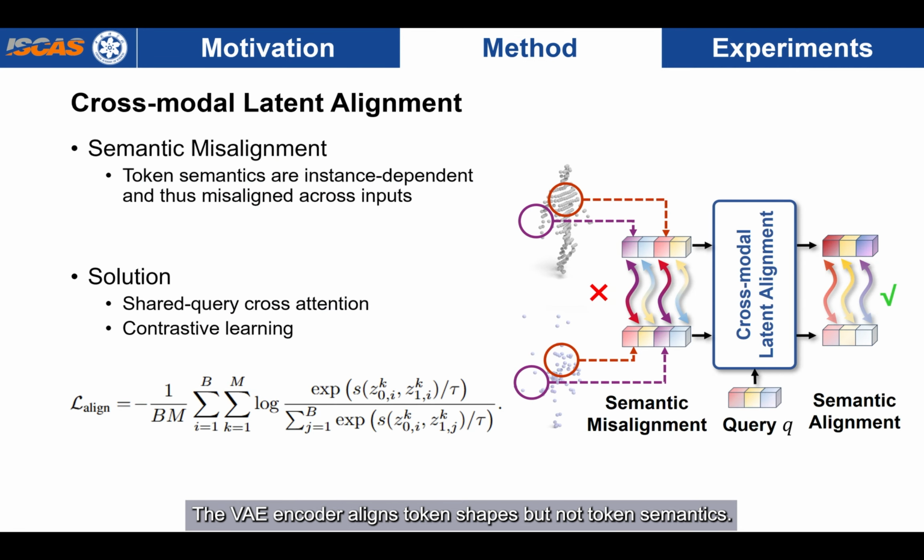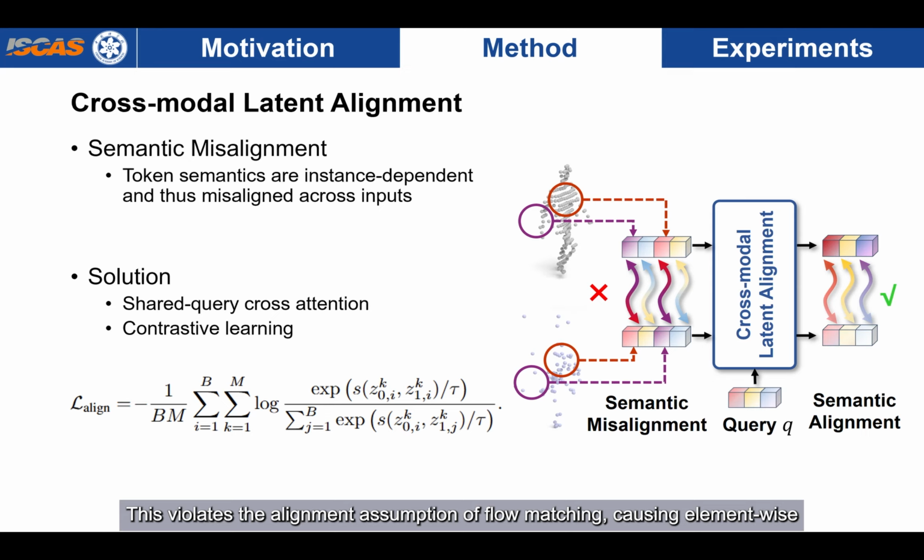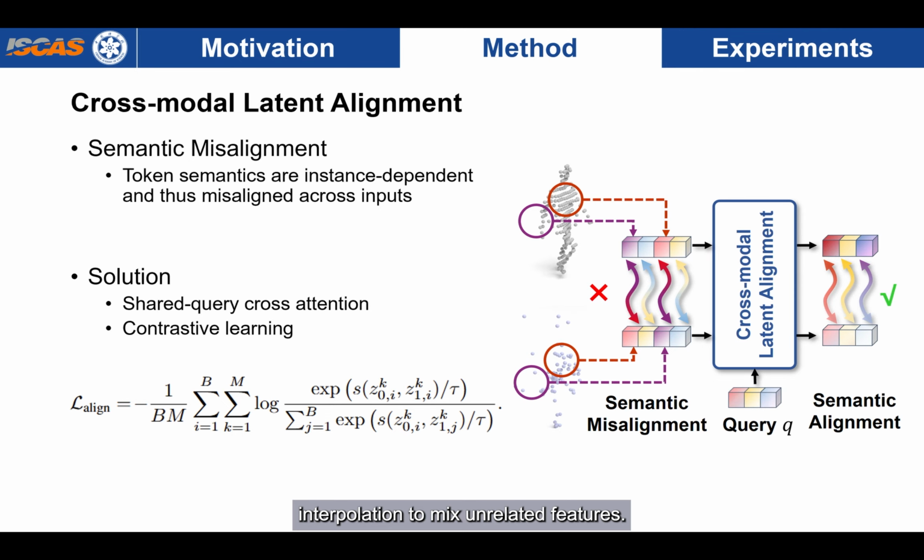The VAE encoder aligns token shapes but not token semantics. Since point cloud tokens are instance-dependent, tokens with the same index may correspond to different body parts across samples, as shown in the figure on the right. This violates the alignment assumption of flow matching, causing element-wise interpolation to mix unrelated features.